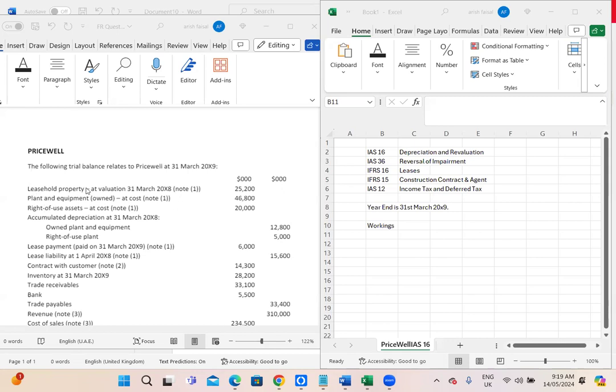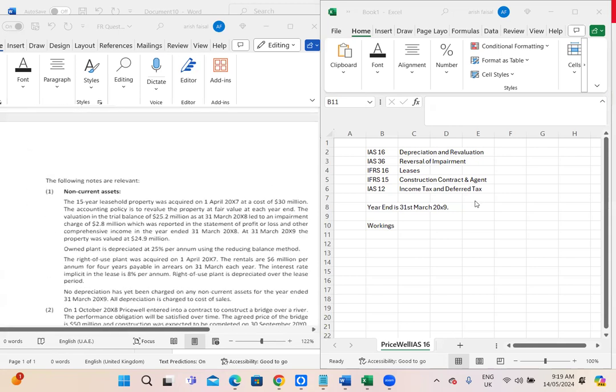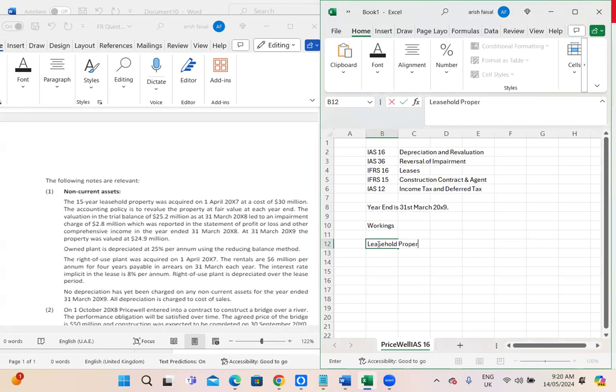Now if it's written at valuation, this means that this asset has been revalued previously. On the other hand, if it's written at cost, it means that these assets are to be recorded at the cost model. Now, this leasehold property is at a valuation of 25.2 at 31st March 2008. We need to bring it up to 31st March 2009. So the first working we have is for the leasehold property.